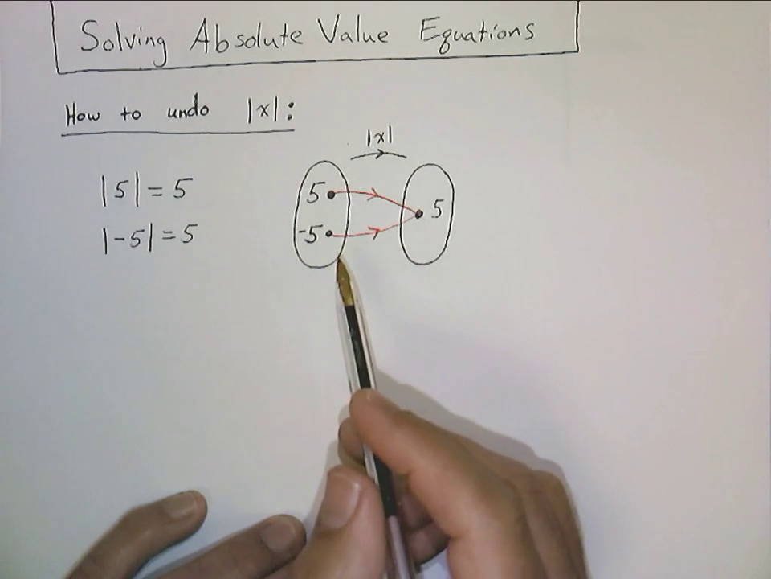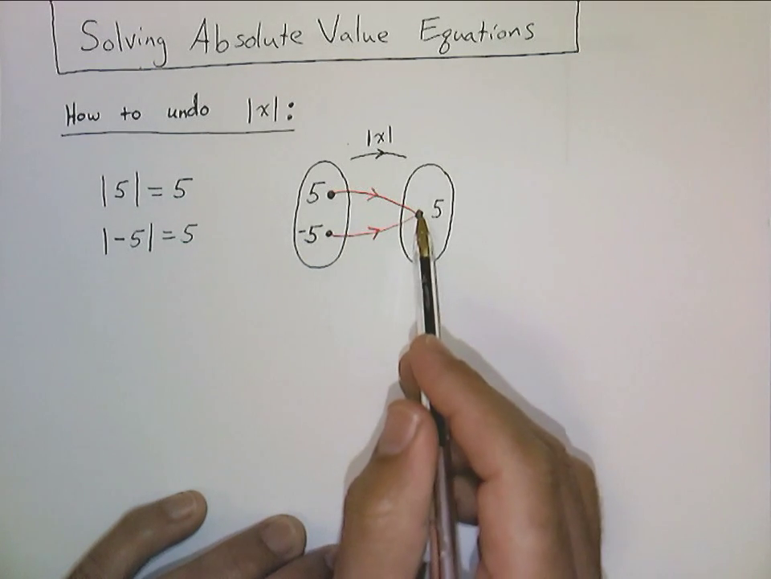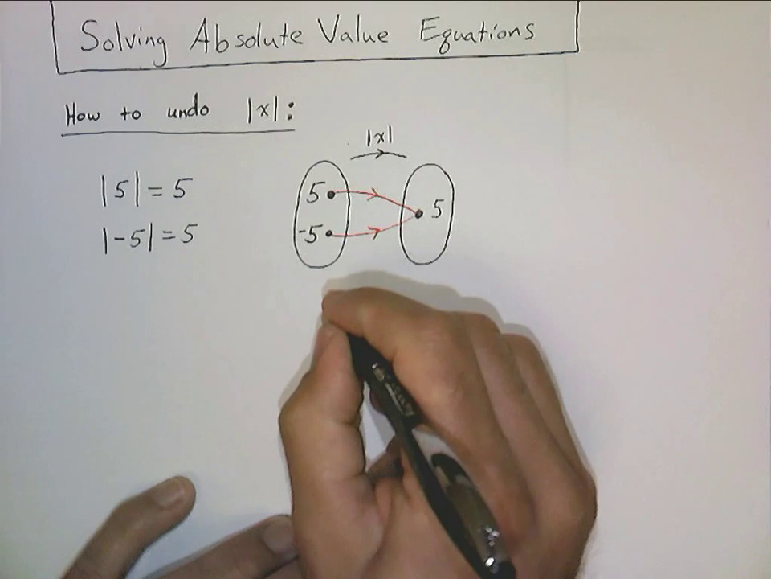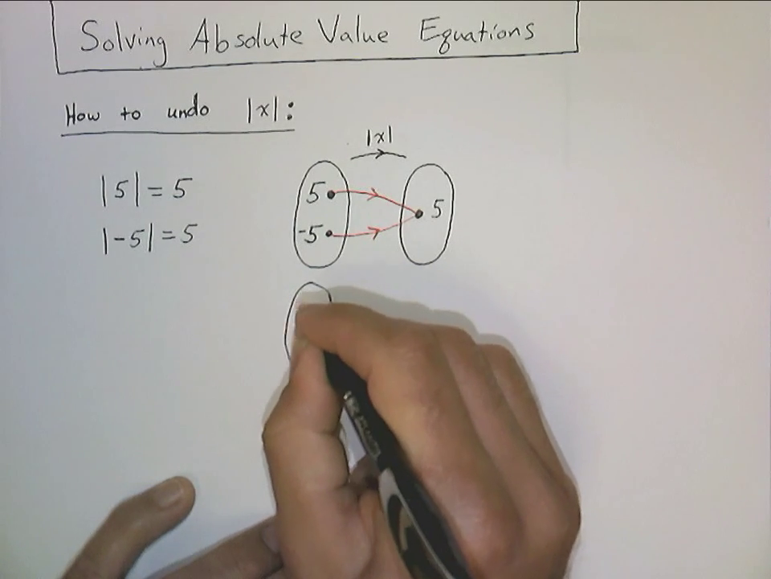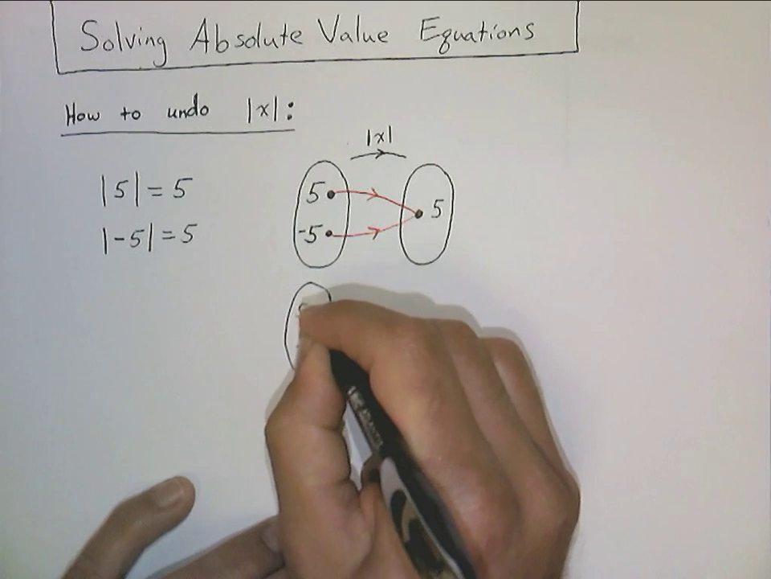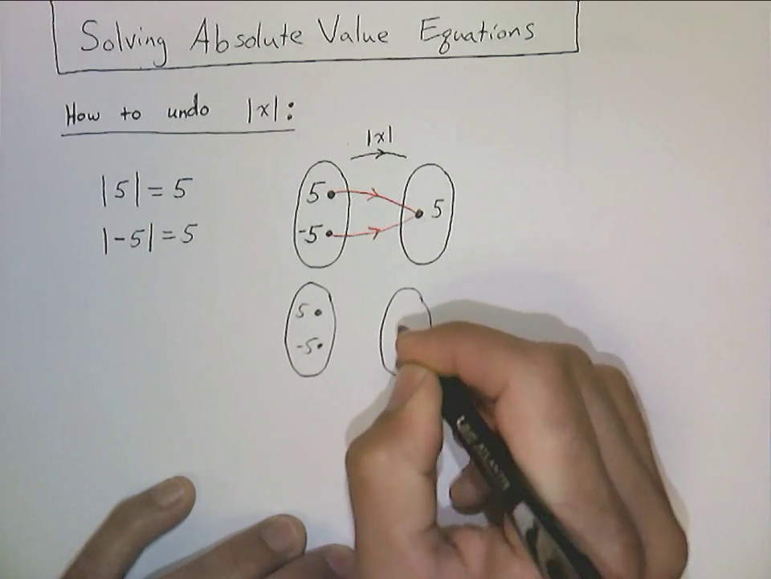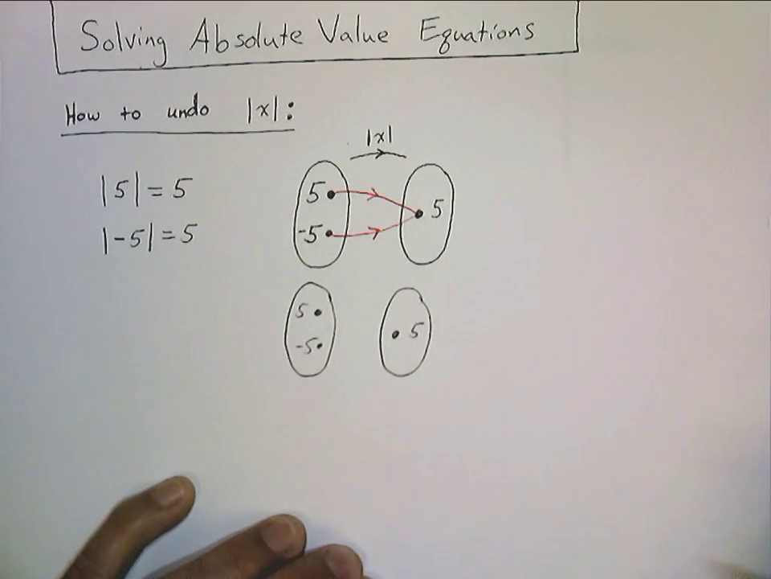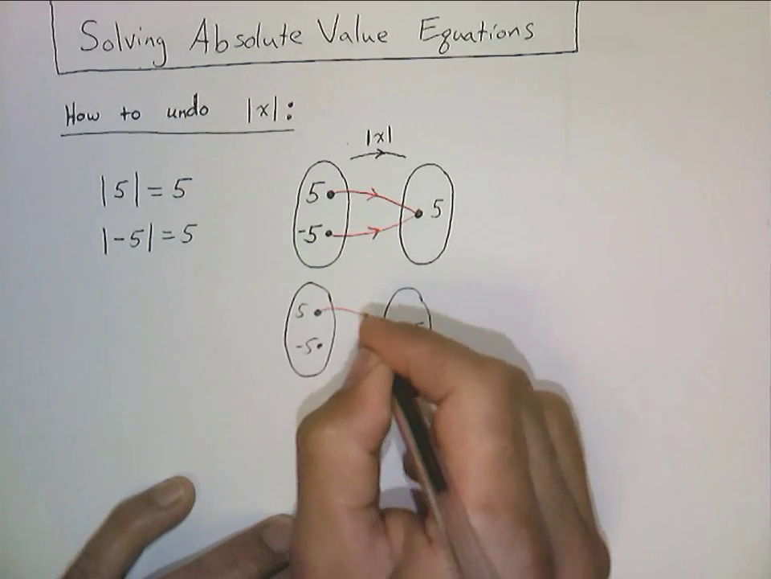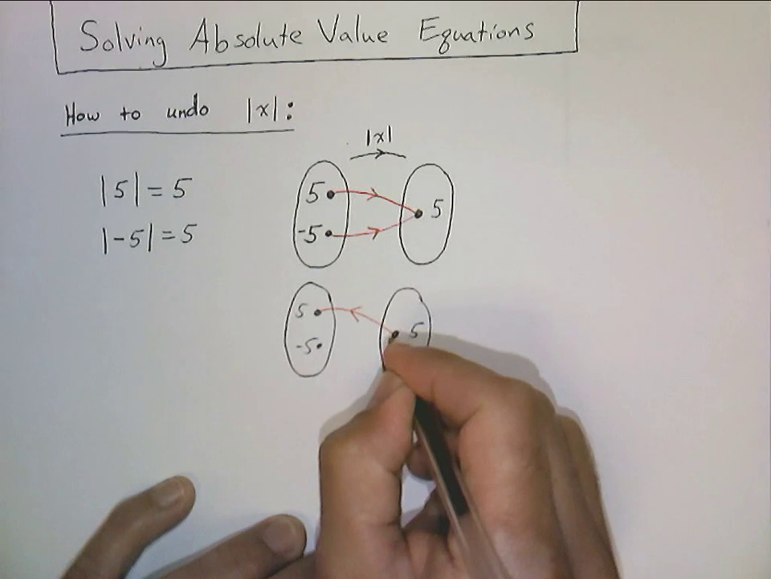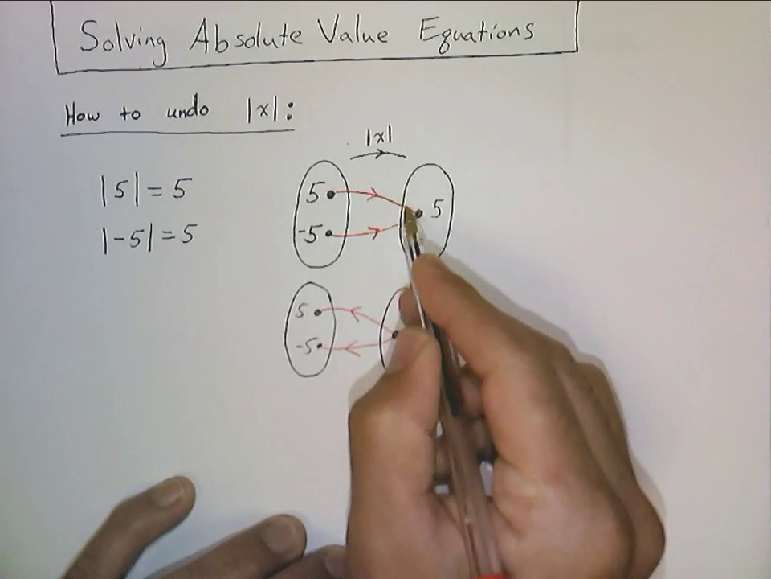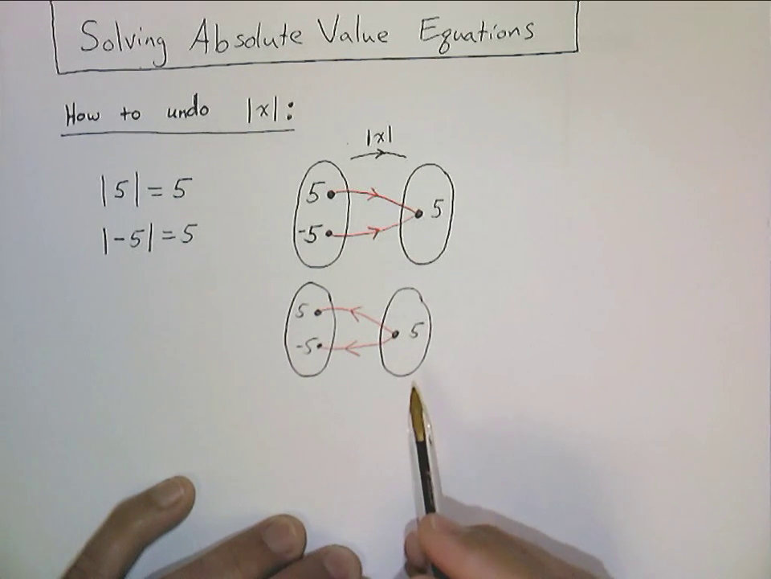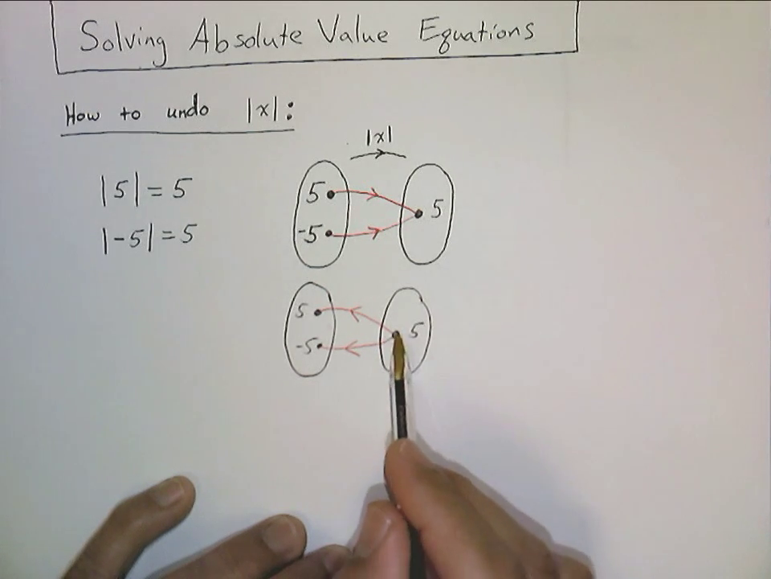If we want to look at how to undo this action, we just take the arrows and go back the other direction. So we'll put 5 and negative 5 over here. It's going to look a little bit obvious for a moment, but it's a bit more than just arrows. The inverse operation for the absolute value would take 5 and send it to 5, but it would also send 5 over to negative 5, because both of these arrows would be going back the other direction.